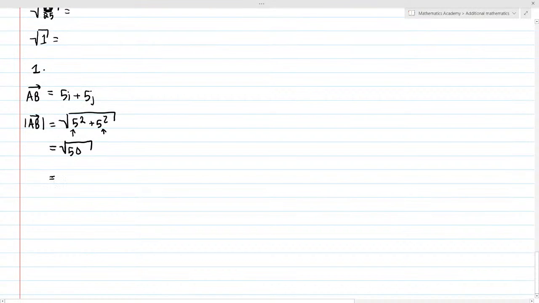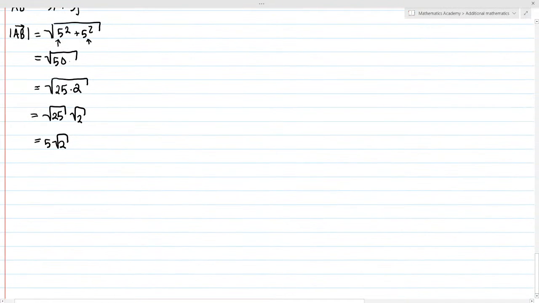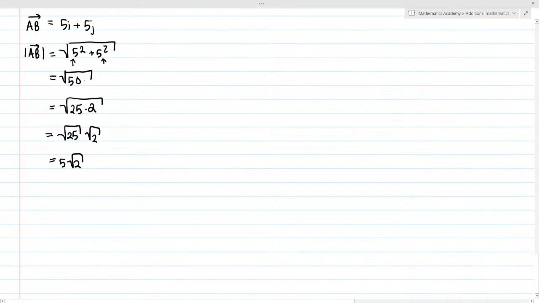We can leave it as 50, or it's better to simplify in this case. 50, we need to find the square part so that we can take it out of the square root. So let me just do this. 50 is 25 times 2. So this entire thing becomes the square root of 25 times the square root of 2, which becomes 5 square root of 2, right? This is clear because the square root of 25 is 5. And so if we divide the vector AB by the magnitude of itself, we will get 5 over 5 square root of 2. Okay, let me write this in full.